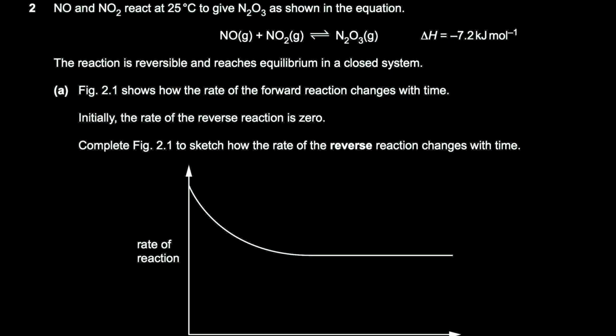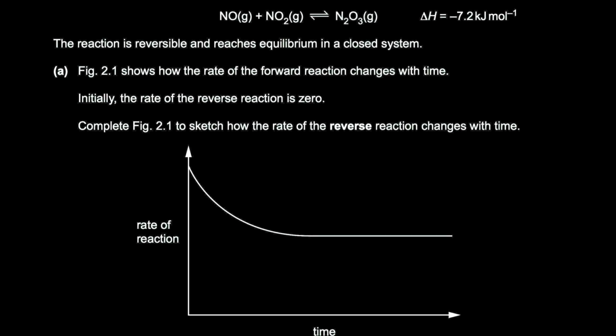So initially we have no N2O3, so the rate of the reverse reaction is 0. Now over time, as nitrogen monoxide and nitrogen dioxide react, the rate of the forward reaction starts to decrease, because you have less NO and NO2. But as more and more N2O3 is produced, the rate of the backward reaction starts to increase, and at equilibrium, the rate of the backward reaction is equal to the rate of the forward reaction. That is what dynamic equilibrium is by definition.